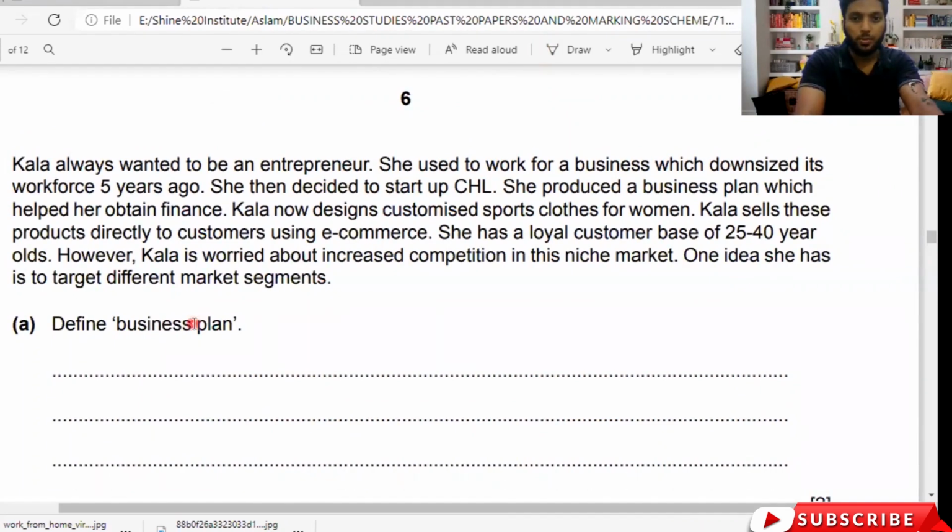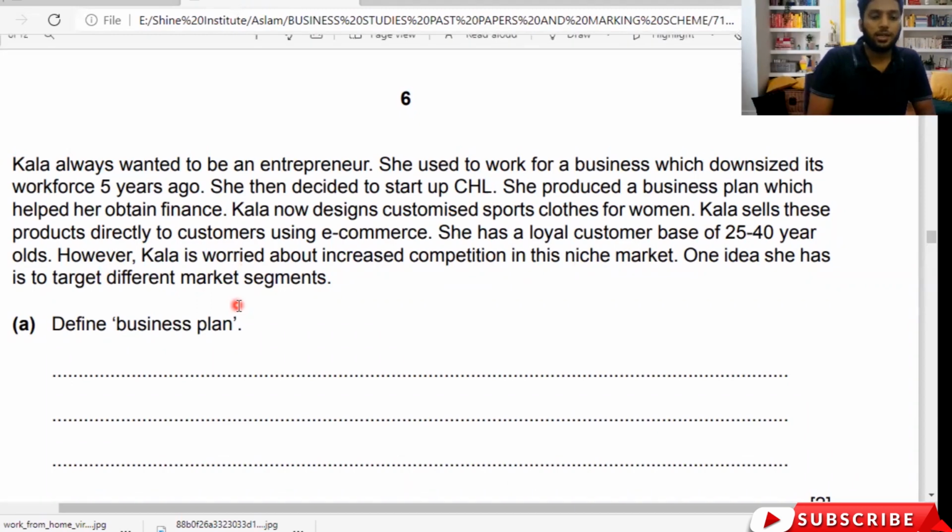Okay, so moving on to the point, Carla always wanted to be an entrepreneur. She used to work for a business which downsized its workforce 5 years ago. She then decided to start up CHL. She produced a business plan which helped her obtain finance. Carla now designs customized sports clothes for women. Carla sells these products directly to customers using e-commerce. She has a loyal customer base of 25 to 40-year-olds. However, Carla is worried about increased competition in this niche market. One idea she has is to target different market segments.